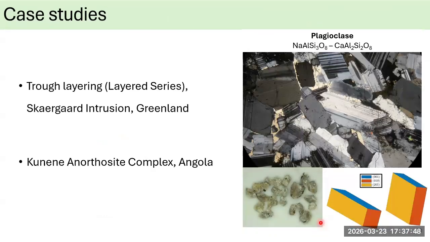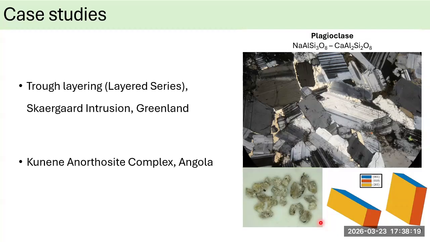So today I'm going to talk about two case studies. One is going to be from specific layering called trough layering in Skaergaard intrusion, and Kunene anorthosite complex from Angola in Africa. So why these two? Well, trough layering was a project that I worked on with Professor Holness quite some time ago, but it really showed me how elegant and straightforward microstructural work can be.